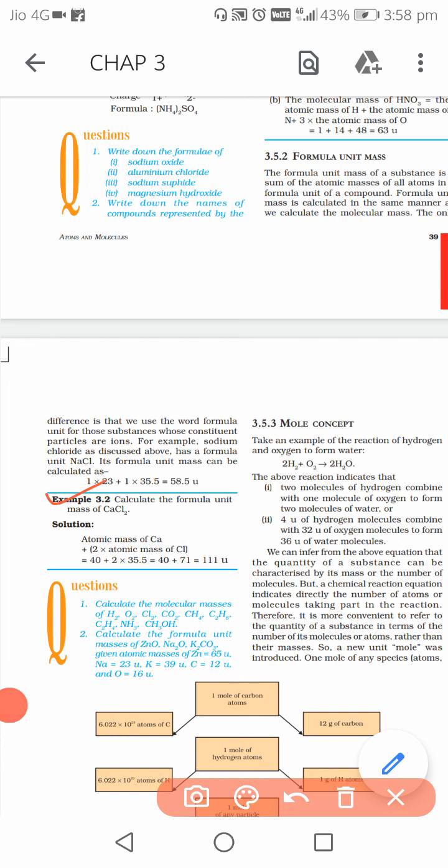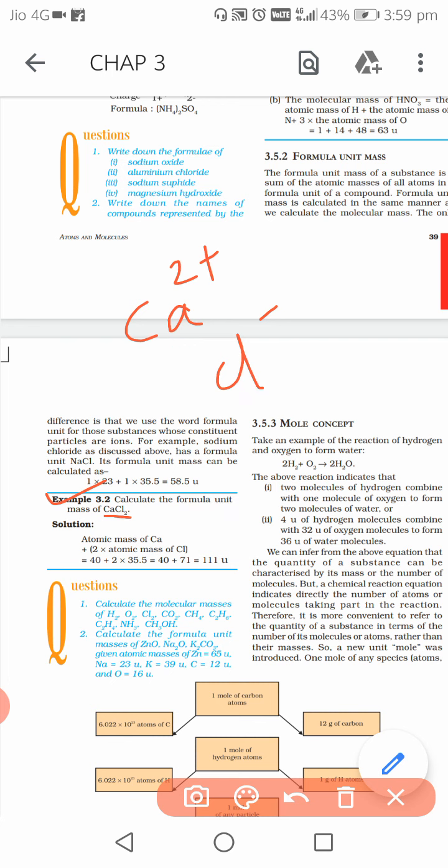Calculate the formula unit mass of CaCl2. This is an ionic compound, that is why they have used the term formula unit mass. Ionic compound, how we have understood? Calcium chloride. Calcium, you know that in the table you will find out. You will find this calcium ion Ca2 plus, chlorine Cl minus. Okay, so this is one ion, this is another ion. When they are getting combined, they are forming calcium chloride. So that is why this is an ionic compound, and thus we use the term formula unit mass.